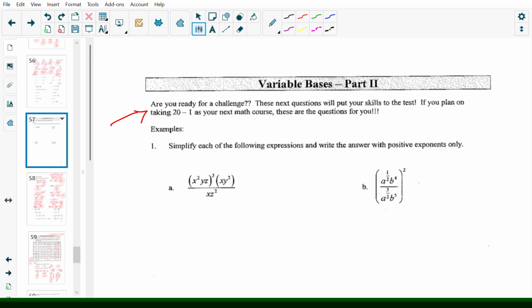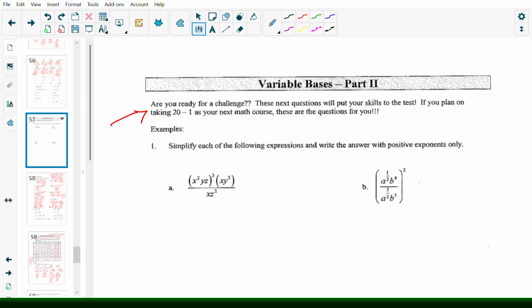Okay, these are all fair questions for Math 10C, but these will be the hardest of the type here. So let's go over them one by one. Remember that tip from before? Have a plan, be methodical. Numbers with numbers, variables with variables, work inside out. Try to follow BEDMAS rules. Do one step at a time. Try not to do a lot of things at one time. Simplify each of the following expressions and write the answer with positive exponents only.